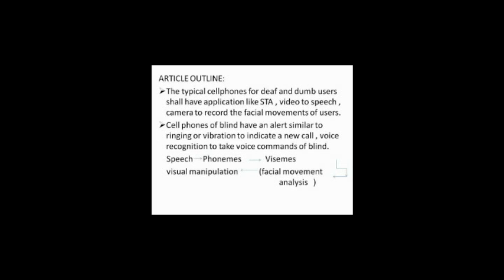The typical cell phone for blind and deaf users shall have applications like STA, video to speech, and a camera to record the facial movements of the users. Cell phones of the blind users have a ringing system similar to vibration to indicate a new call, and voice recognition to take up voice commands.